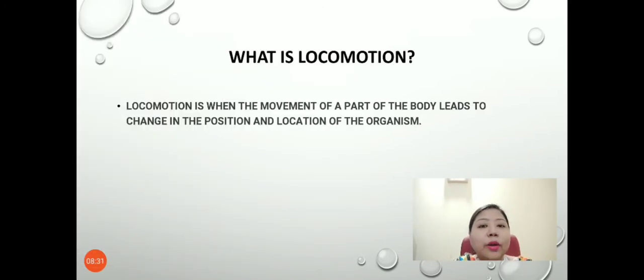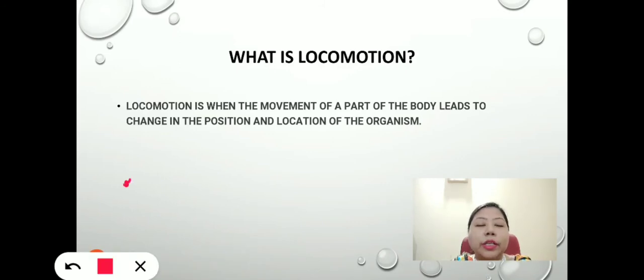Now another word is also associated with movement, that is locomotion. Now what is locomotion? Many of you might be thinking that locomotion and movement are the same, but they are not exactly the same. Locomotion is a little bit different from movement. So how is it different? Locomotion is when the movement of a part of the body leads to a change in the position and location of the organism.